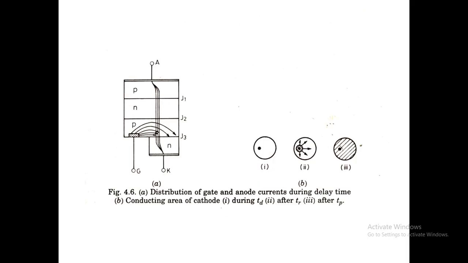Here we can see first that the gate current density is very low during the time TD, that is, the current flows in a minimum area, and after the rise time TR, it will spread its area for the current distribution. And the third one, after TP, that is the spread time, the current distribution will be along the whole area of the cathode.